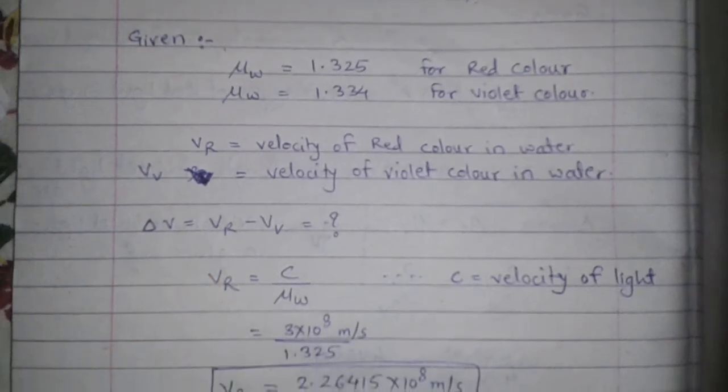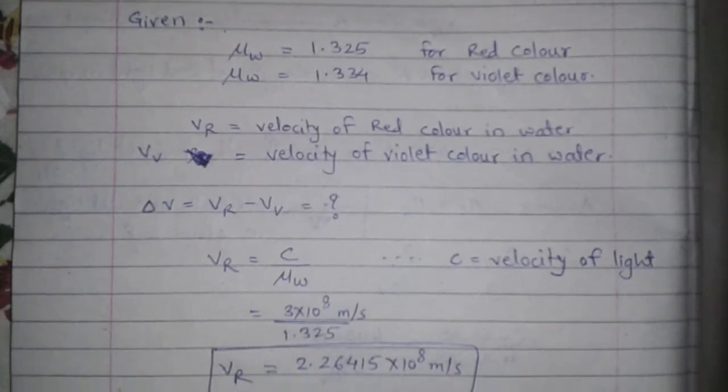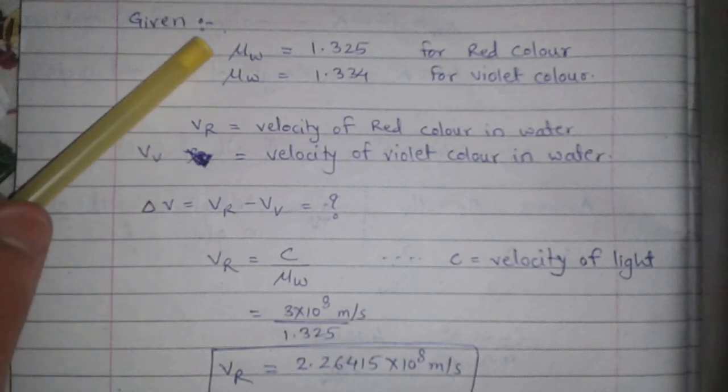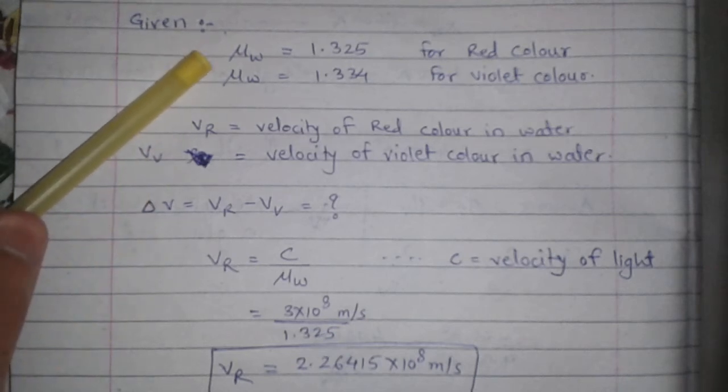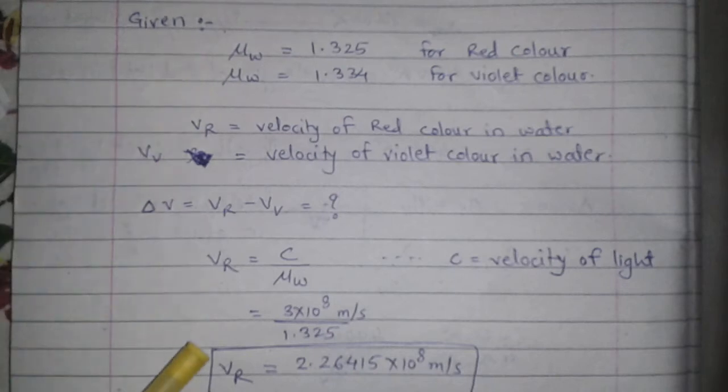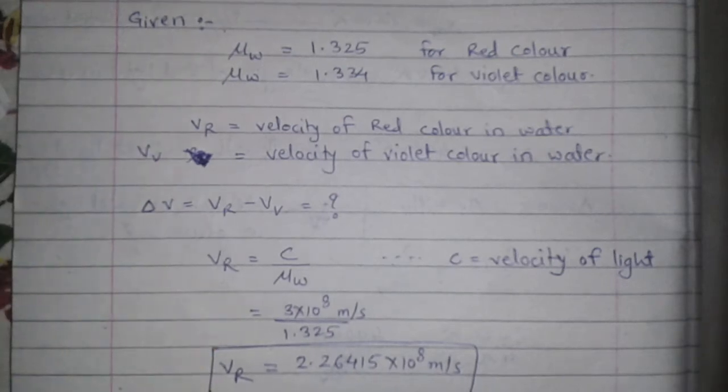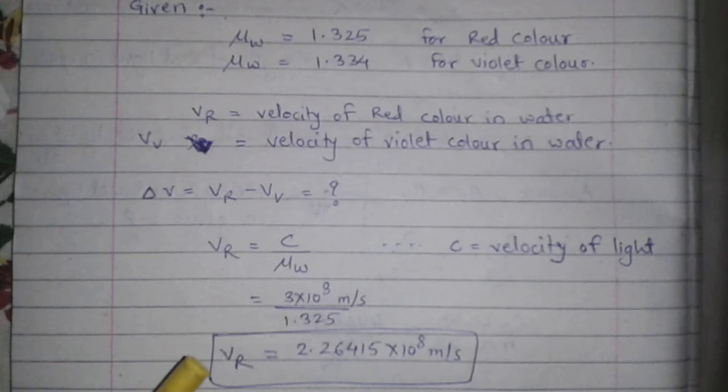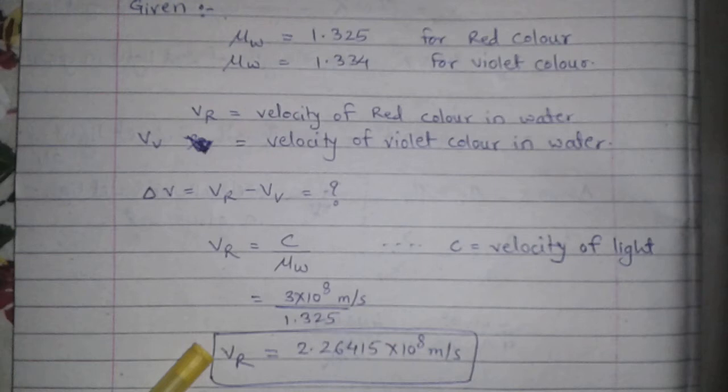So we have given C as 3 into 10 raised to 8 meter per second, and mu W for red color is given as 1.325. So on dividing 3 into 10 raised to 8 meter per second by 1.325, we will get the value for Vr, that is velocity of red color in water, as 2.26415 into 10 raised to 8 meter per second.